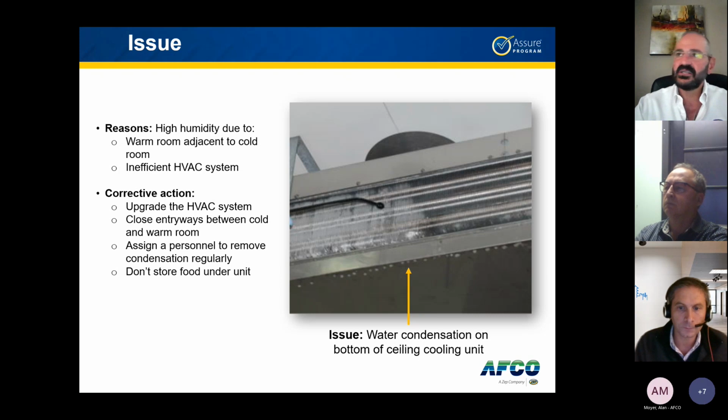Water condensation in the bottom of the drip pan is not good. Any water condensation in any food processing plant has to be eliminated. Either you adjust the cooling system in the plant to pull humidity out of the area, or if it's not possible to adjust it, update the system. Otherwise, you have to assign somebody every 2 hours to wipe this condensation so it doesn't drip on the food being processed under the unit itself.